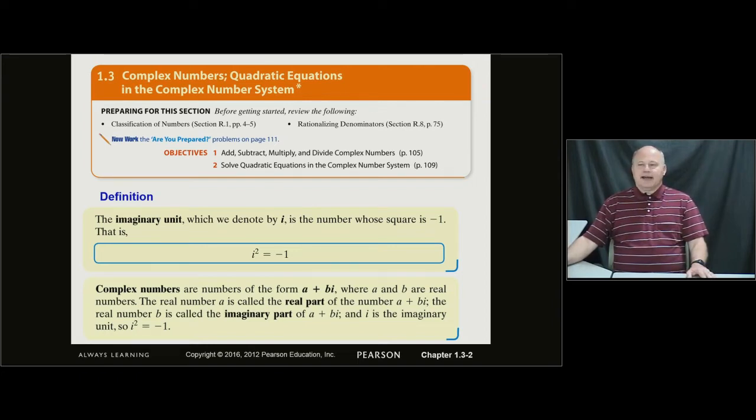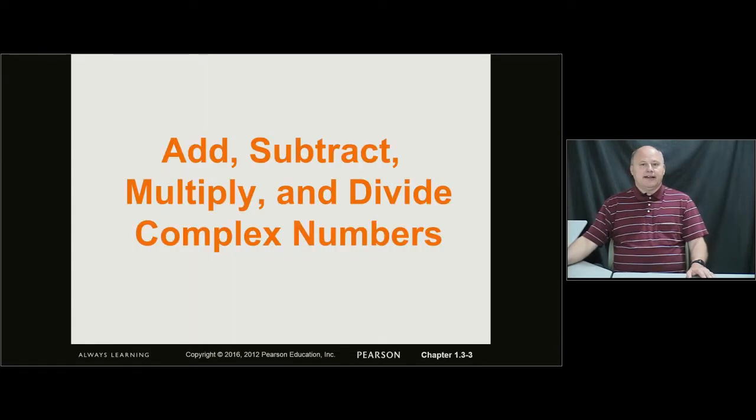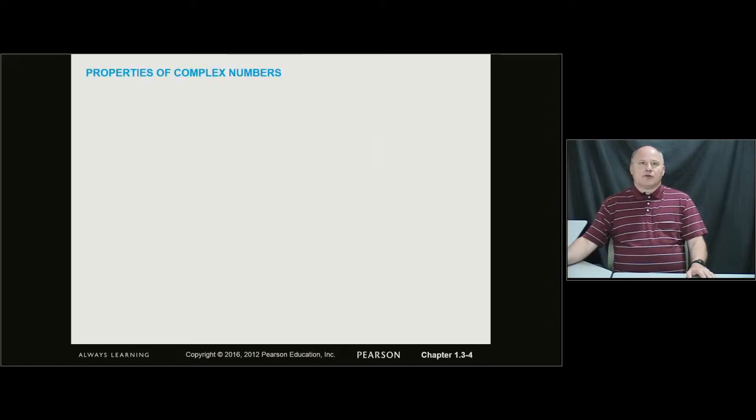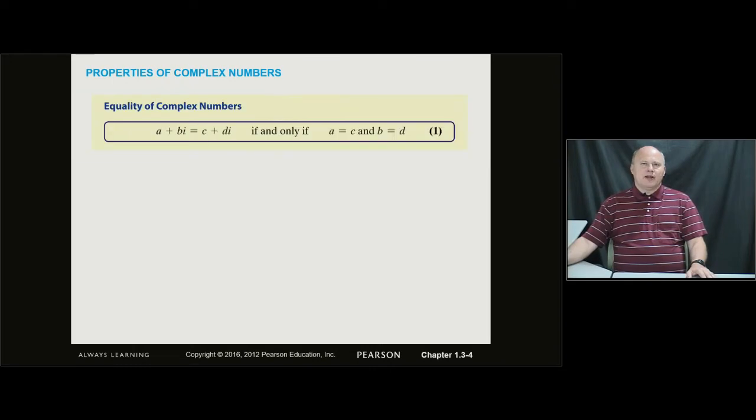Okay, so let's begin by manipulating these. Let's learn how to add, subtract, multiply, and divide complex numbers. So, properties of complex numbers. Equality of complex numbers: a plus bi equals c plus di if and only if a equals c and b equals d. In other words, if you have two complex numbers that are equal, then the real parts have to be equal and the imaginary parts have to be equal. So if you have 2 plus 3i, the only complex number that's going to be equal to it is 2 plus 3i. That's the property of equality.